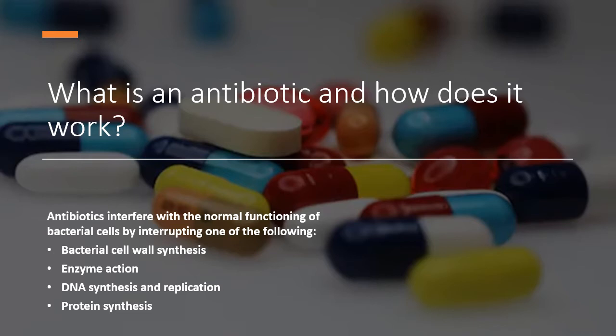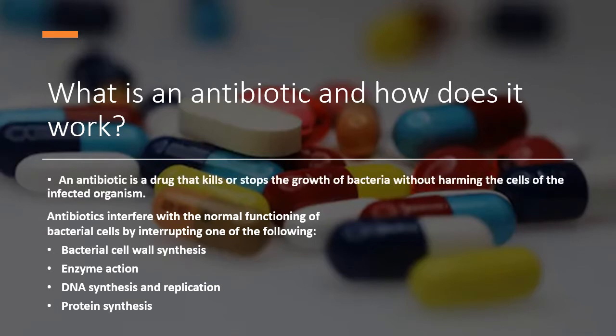Bacteria, on the other hand, have metabolic processes that go on within their bodies. They have cell wall synthesis, they have enzyme action, they have DNA synthesis and replication. They also have protein synthesis. So what antibiotics try to do is interrupt one of these activities, because by interrupting them, the bacteria is unable to reproduce itself and cause a big infection. So an antibiotic in that sense is a drug that kills or stops the growth of bacteria without harming the cells of the infected organism.